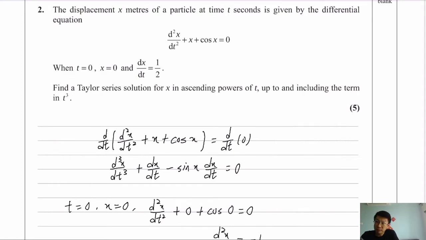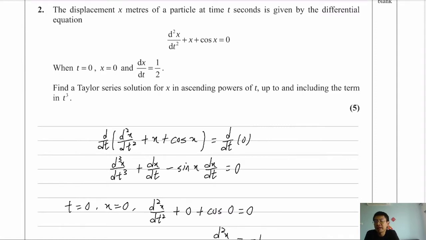For this one, let's look at the first question here. We have the displacement of x meters, which is given by this differential equation. In this differential equation, they already have the second derivative of x and also x. Here it is not y and x, but x and t. So x is the dependent variable and t is the independent variable here.